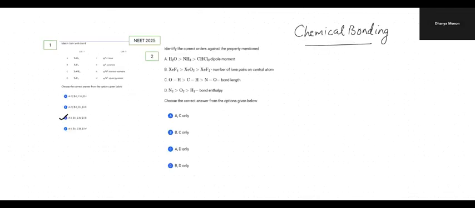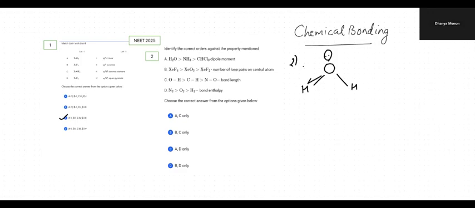Okay, so coming to the second one, there are a few statements given. You have to tell which of them is correct. Okay, so the first one is the dipole moment. We know that water is highly polar, right? Water is highly polar. There is a lone pair of electrons.